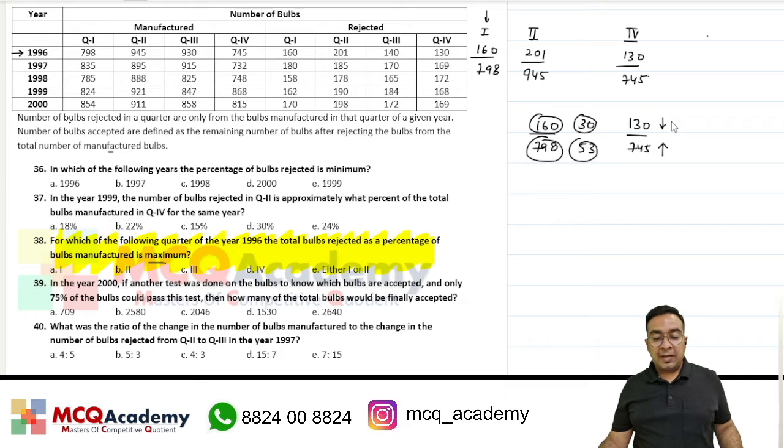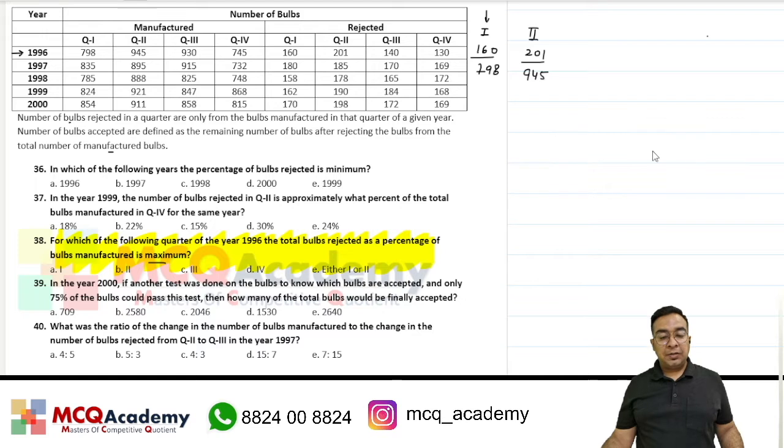तो we would go by the suggestion that is being made by the numerator, यानी कि फ्रैक्शन की वैल्यू डिक्रीज हो रही है 160 से 130 पे मूव करते टाइम, which means 130 upon 745 is a smaller fraction as compared to 160 upon 798. Because we are looking for the maximum value, fourth gets eliminated. Now we would compare first with second.